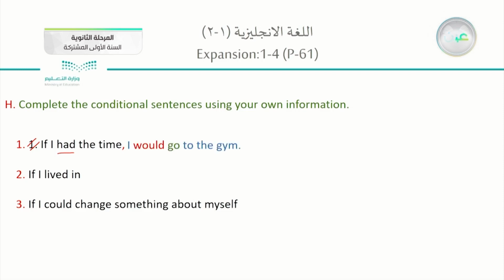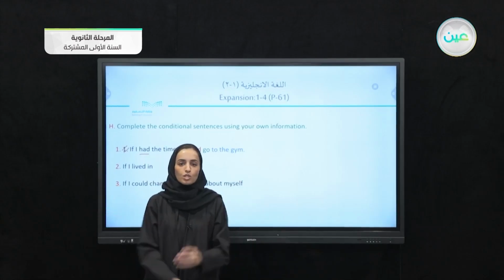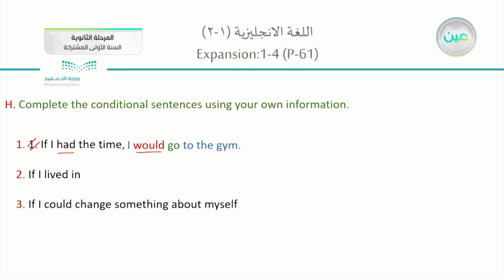If I had time, I would go to the gym. This time we will use would or could. However, I don't have time and I don't go to the gym. Number 2, if I lived in, let's imagine you are living in another place. If I lived in Italy, I would eat pasta every day. Lived, I live in Saudi Arabia. Then notice the comma, I would eat pasta every day.